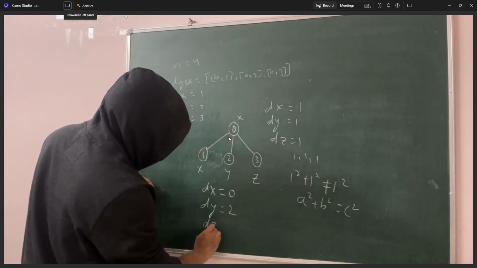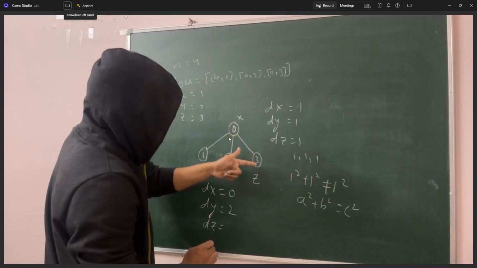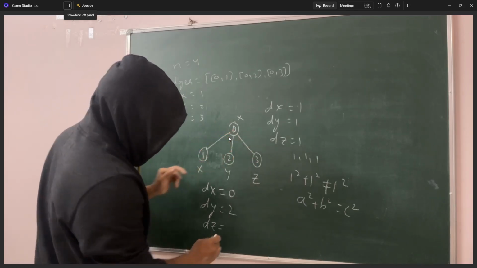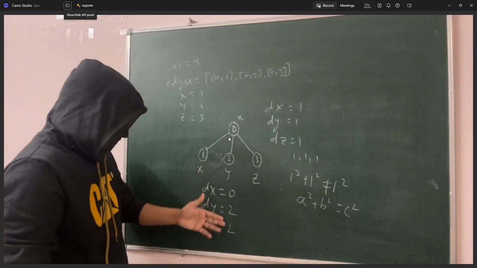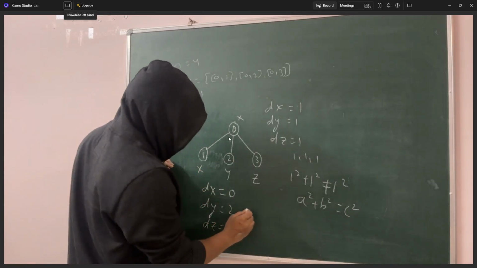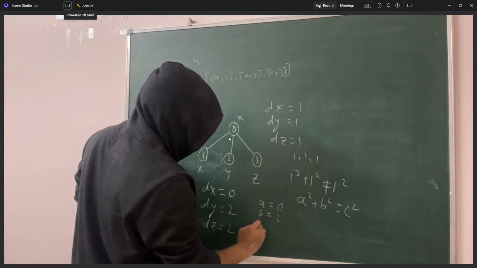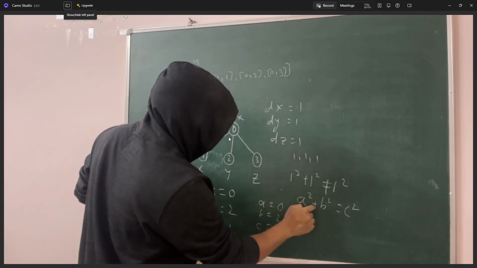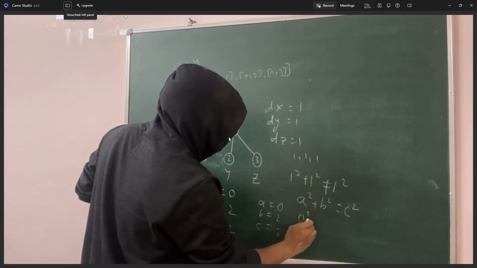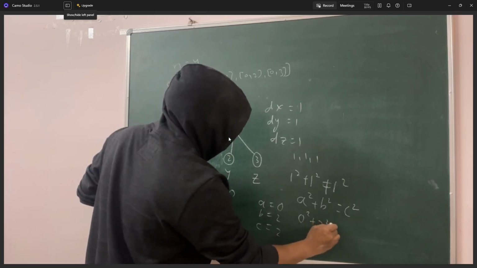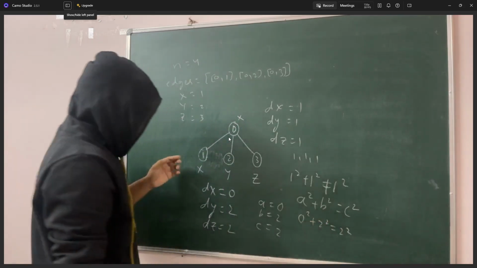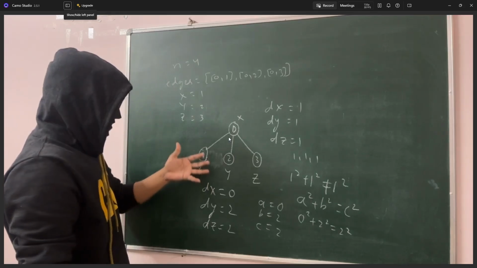What about dz? It is also 1 and 2. Now try to sort it. If you sort, your a, let's take 0, b is going to be 2, c is going to be 2. Now this condition will hold good, because 0 square is 0 only, and 2 square is equal to 2 square, which means we have got one special triplet.